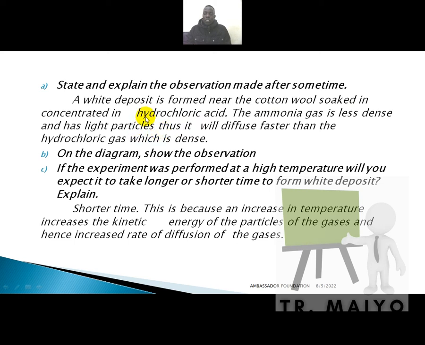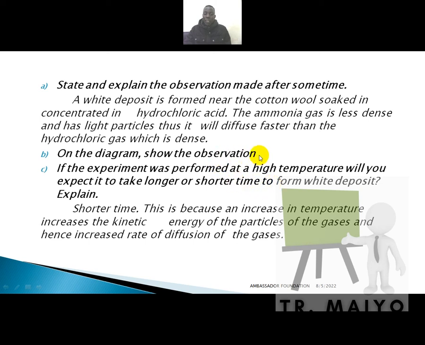Of course, we have said a white deposit is formed near the cotton wool soaked in the concentrated hydrochloric acid. Ammonia gas is less dense and has light particles. It will diffuse faster than the hydrochloric acid gas, which is dense. On the diagram, show the observation. If the experiment was performed at a high temperature, what will you expect on the diagram?